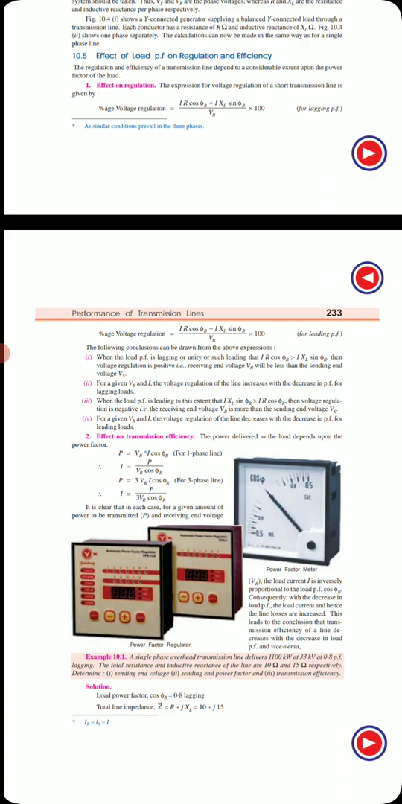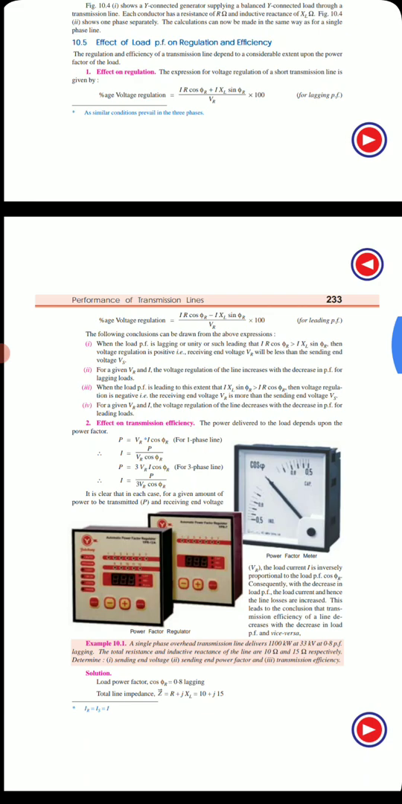the regulation increases. When the load power factor is leading to this extent that IXL sin φr is greater than IR cos φr, then the voltage regulation is negative. Then the receiving end voltage VR is more than the sending end voltage. So these things happen in the leading power factor cases only. Then for a given value of VR and I, the voltage regulation of the line decreases with the decrease of the power factor in the leading loads. So these things we can conclude using the equations only.